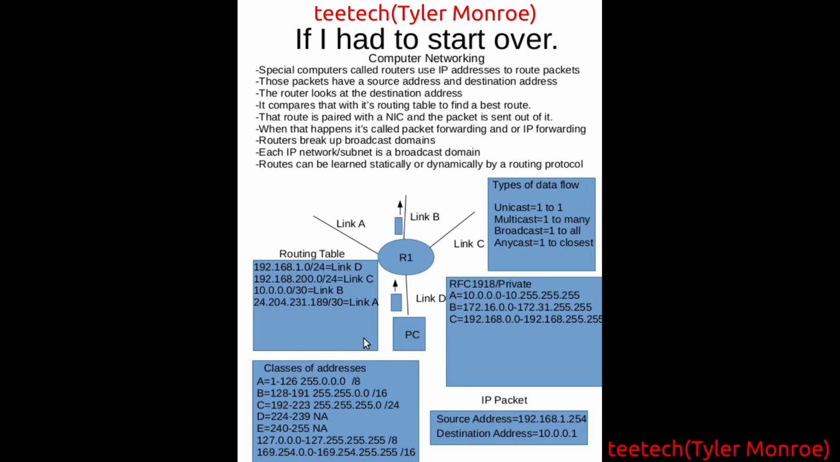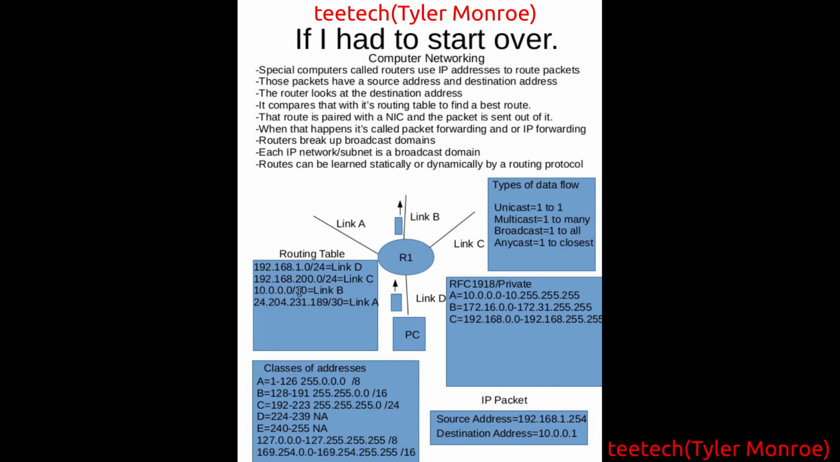But the PC sends a packet up to the router on link D, okay? And the packet has a source address of 192.168.1.254. And by the way, where do you think it comes up with those decimal values? It's strings of binary. That's all it is. It's just bytes. But anyway, it has that destination address.